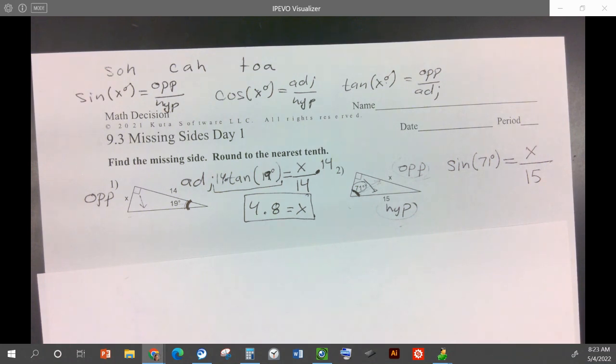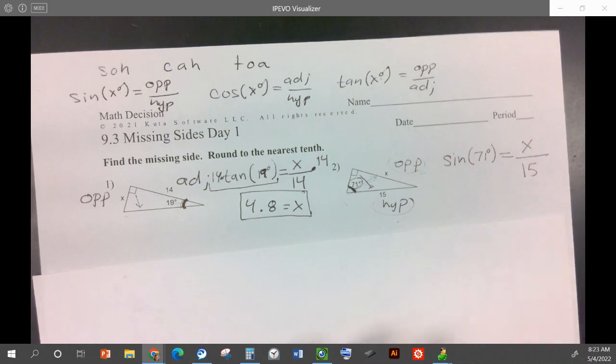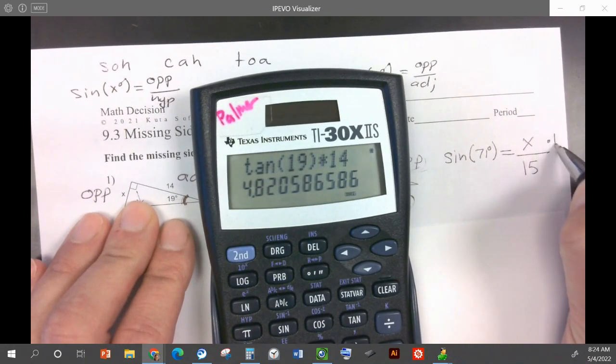All right, what do we do next? We're looking for x. 14.1. Oh, you already figured it out? Yeah. So how did you get it? Tell us. 15 times sine of 71.